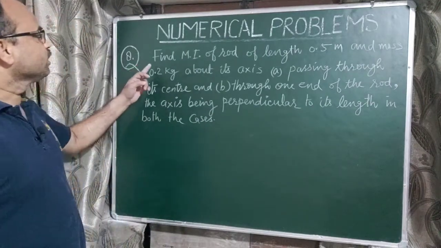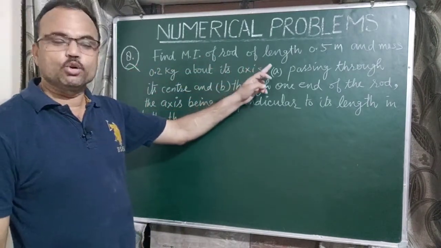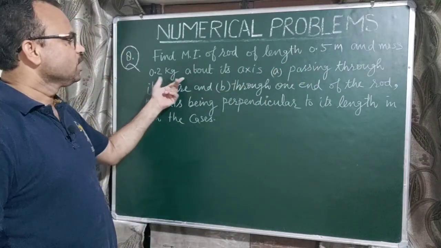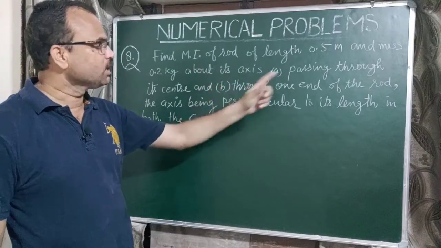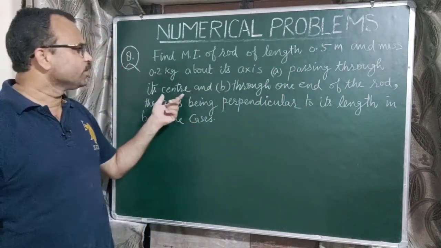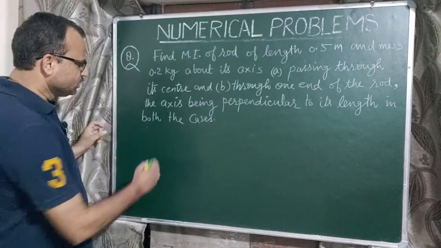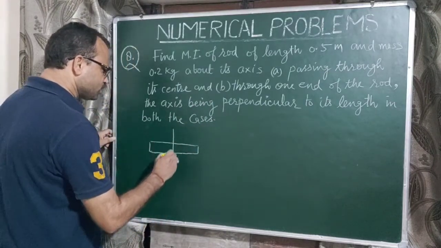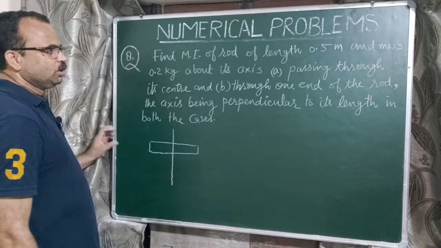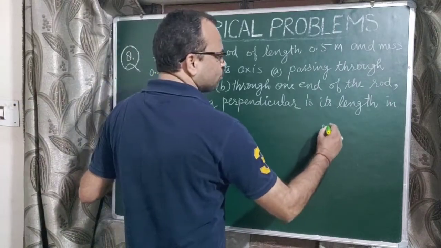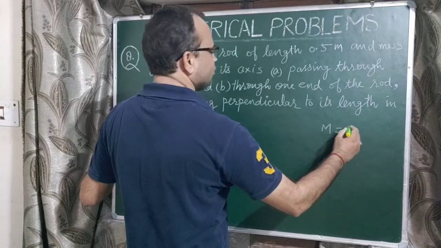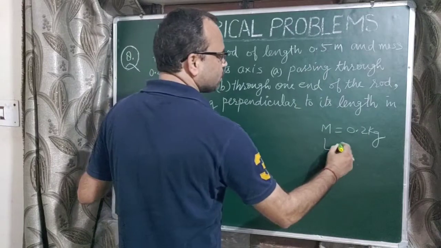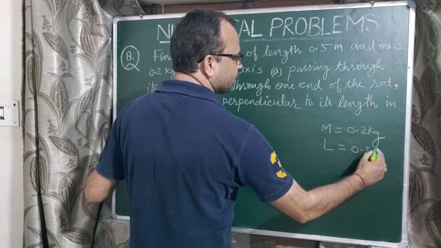Now note question number 8. Find the moment of inertia of a rod of length 0.5 meter and mass 0.2 kg about its axis. First part, axis passing through its center. Means in this case, suppose this is the rod and the axis passes through its center. So note the given values. Mass of rod is given 0.2 kg and length of rod is given 0.5 meter.